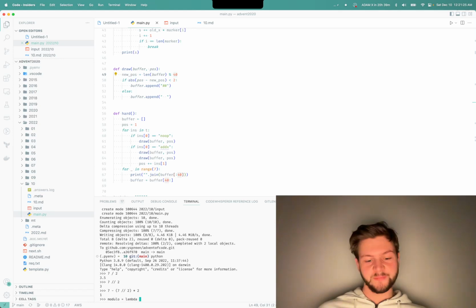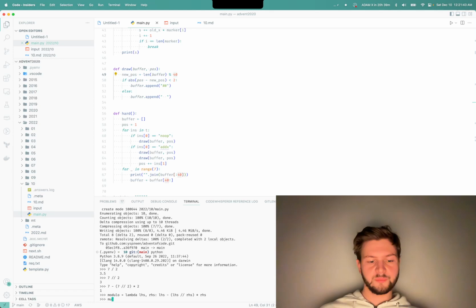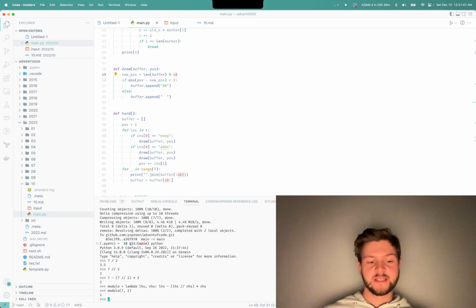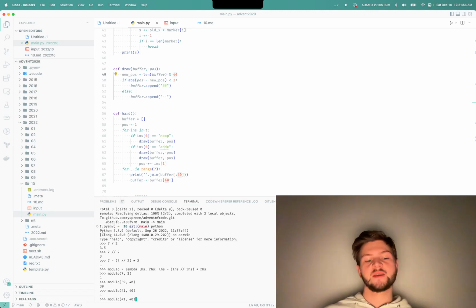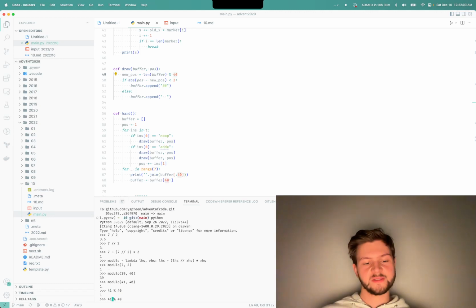Modulo is equal of lambda x and y, rather left-hand side and right-hand side. And we return left-hand side minus left-hand side divided by right-hand side times right-hand side. So modulo of 7 and 2 is 1, modulo of 39 and 40 is equal to 39, and 41 modulo 40 is 1. And in Python, there's a shorthand operator for this, which is the percentage sign, so you're going to get the exact same results as we just got.